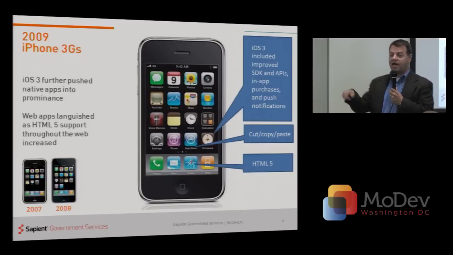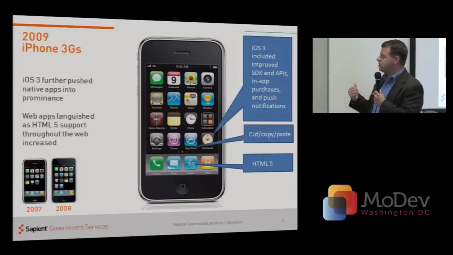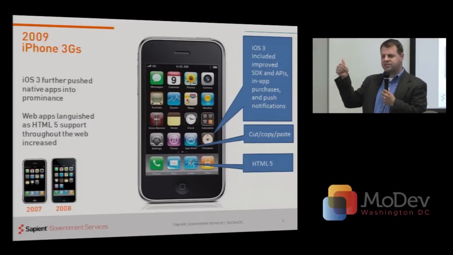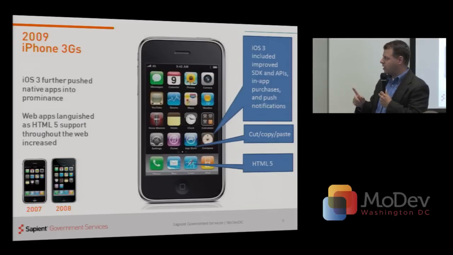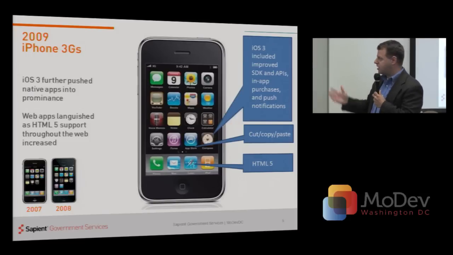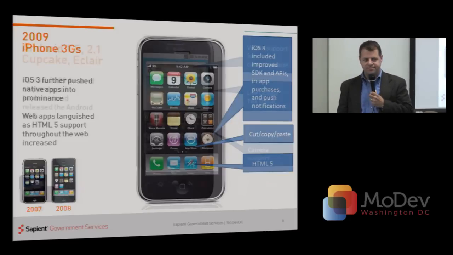A year later, 2009, iPhone 3GS comes out. Now we're talking about iOS 3. A lot of improvements in the SDK, a lot of improvements in the API. Now we've got real cut, copy, and paste, something that Android sort of had from day one, but not so well. Apple thinks they got it right, and still HTML5 sort of now ever more ghettoized inside Safari.